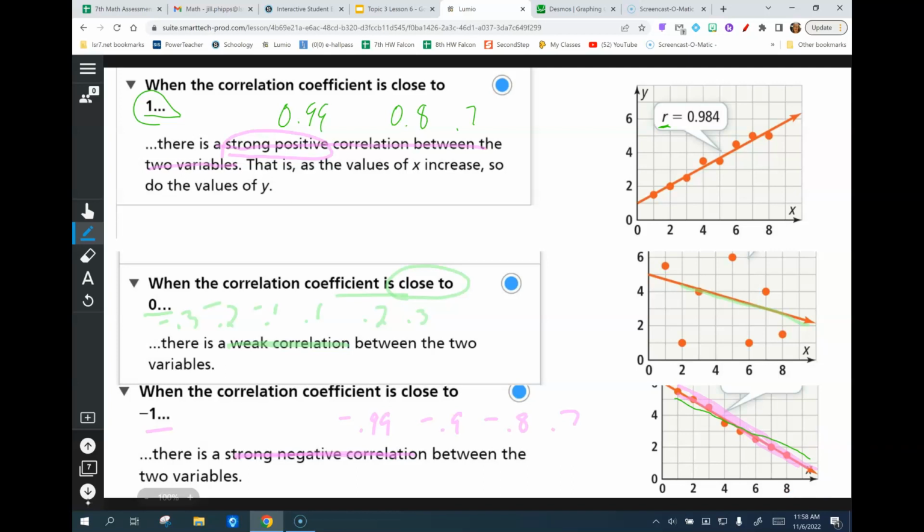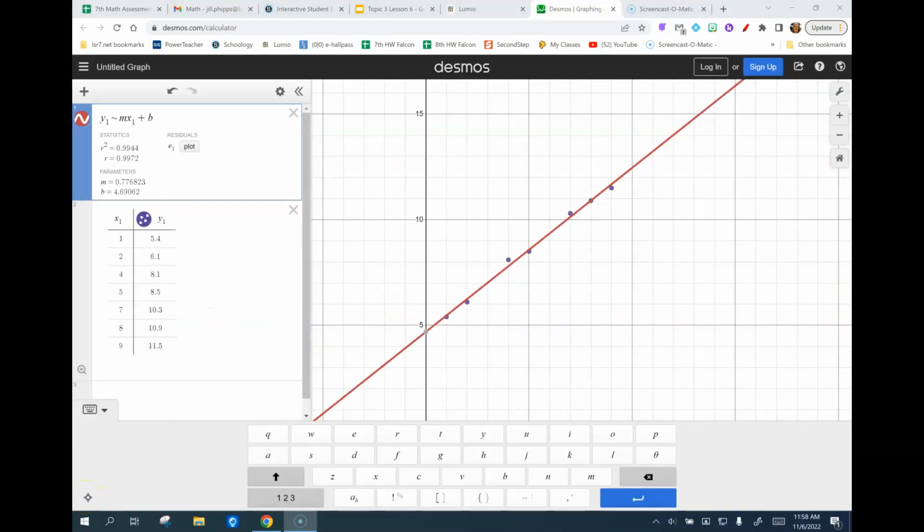So we're going to go out to Desmos right now and look at that last line we have. If you look underneath statistics, don't worry about the R squared right now. Look at R. That's a 0.9972. That's a pretty accurate line. And look at how good that line is. That's a pretty strong line. So that's the reason our correlation coefficient is so high.